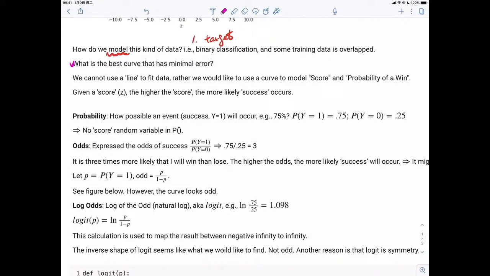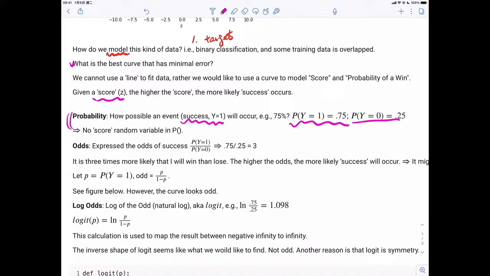So given a score, for example, the score's symbol is Z. The higher the score, the more likely success occurs. So we think about one thing, which is probability. We define Y as a random variable, Y equals 1 means success. Usually we write it this way: the probability of Y equals 1 equals 0.75, which means you have a 75% probability of winning this game. On the other hand, because Y is a binary variable, the probability of Y equals 0 is 0.25.